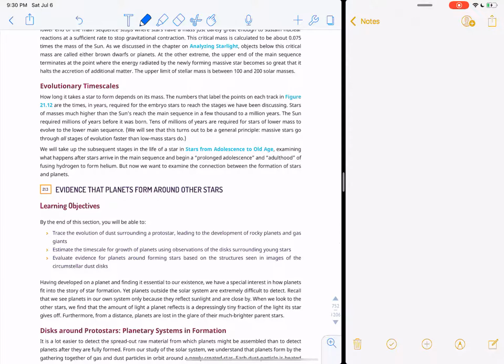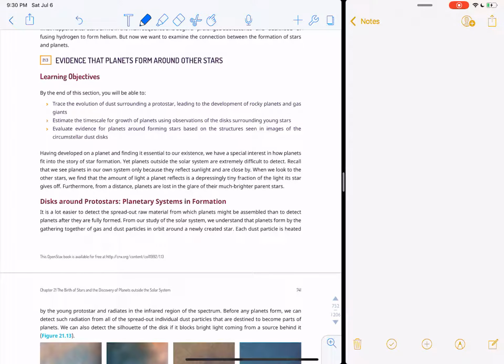Okay, so here's another thing. The time it takes a star to form depends on the mass. The higher the mass, the faster it burns. So stars with masses much higher than the sun's can reach the main sequence in just a few thousand years or a million years. That's not very long. The sun, it takes millions of years for something like our sun to actually ignite, and even longer for ones with lower mass stars. And that's, again, because it takes a long time for that gravity and pressure to build up enough to begin that fusion.